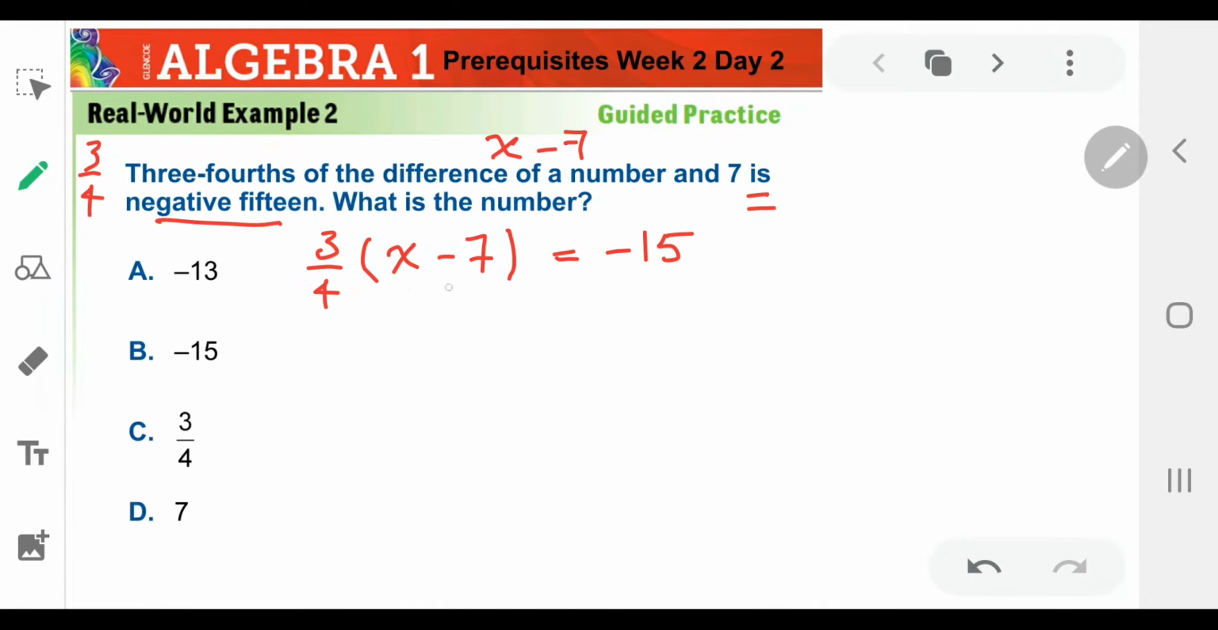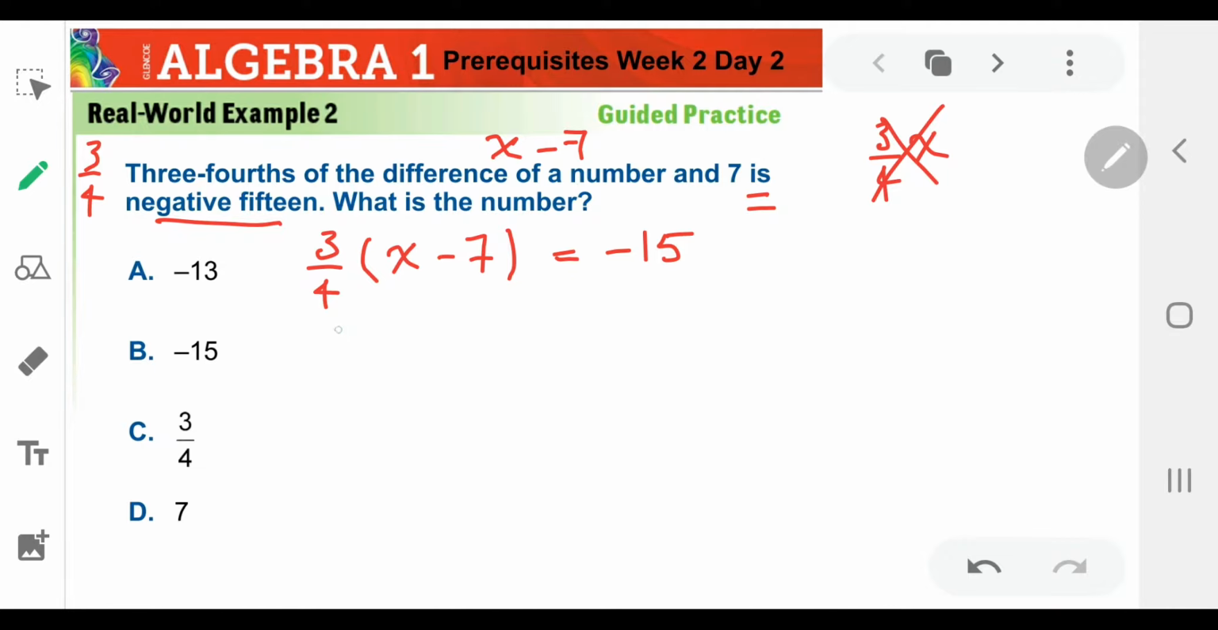Why did I use the parentheses here, the brackets? Because it's telling me in the equation 3/4 of the difference. If it was 3/4 of the number, I would write 3/4x. This is 3/4 of the number. But in case of writing 3/4 of the difference, I have to use brackets because it's 3/4 of the difference between x and 7, x minus 7. And here is my equation.